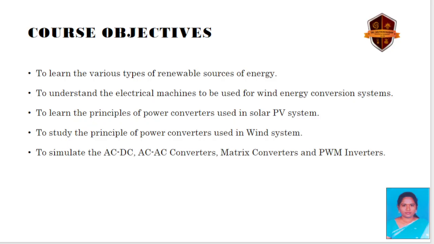In this course, we have 5 main objectives. First, we will learn the various types of renewable energy sources such as solar, wind, biomass, and fuel cells. Second, we will understand the electrical machines used in wind energy conversion systems. Third, we will study the principles of power converters used in solar PV systems. And fourth, we will learn the power converters used in wind energy systems. Finally, we will perform simulations related to solar PV systems, fuel cells, wind generators, and grid integration of renewable energy sources. These objectives tell us what knowledge and skills you will gain by the end of this course.